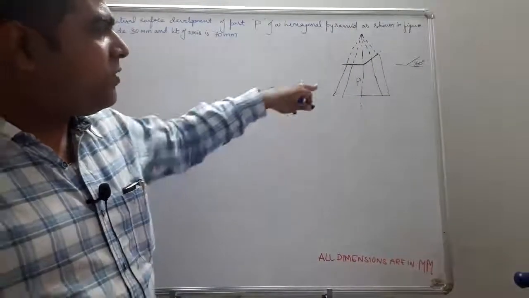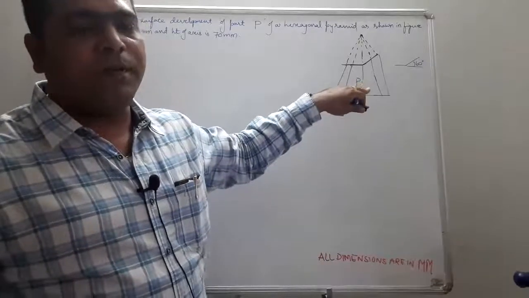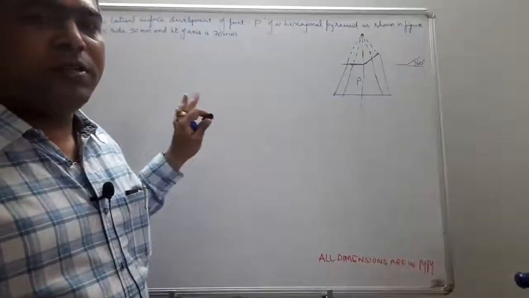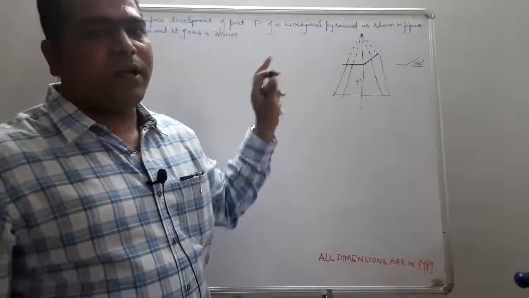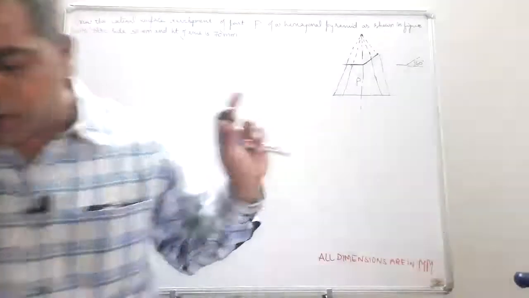So first of all, if we are supposed to develop, this was a pyramid. So first of all, we just need to know the simple position and we require the points. Okay, students, how do you understand the problem?